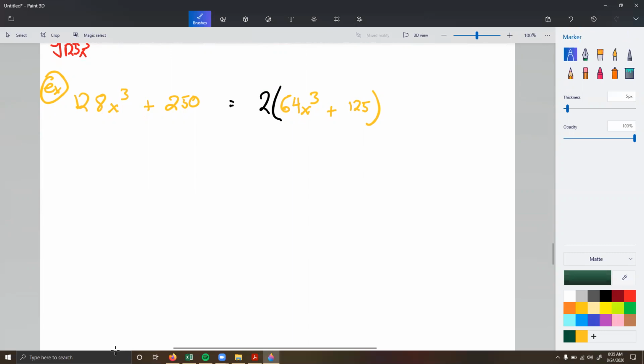So 64x cubed, that's going to be our a. So we have a cubed plus b cubed. So 64x cubed is not a. A is the cube root of that. So the cube root of 64x cubed. So 64 is 2 to the 6th. So divide that by 3, and then x cubed, and divide that by 3. And we're going to get 2 squared x. So we're going to get 4x. That's all right.